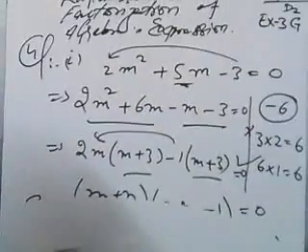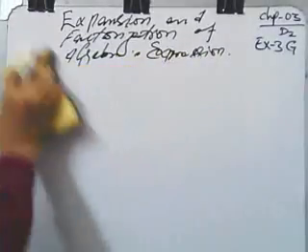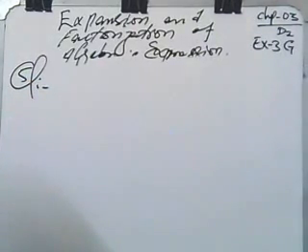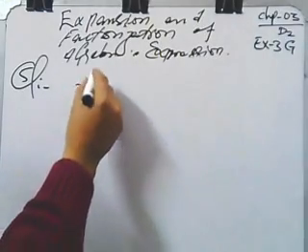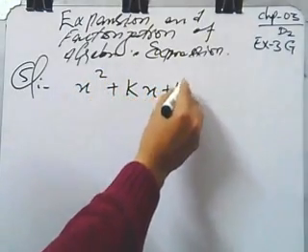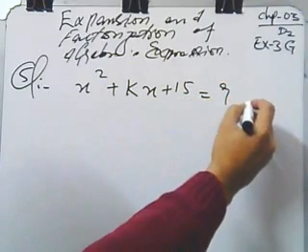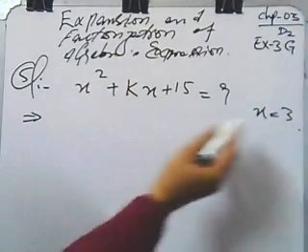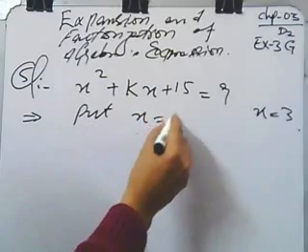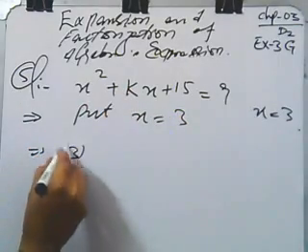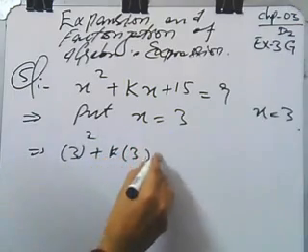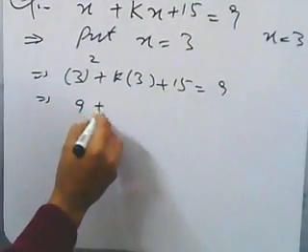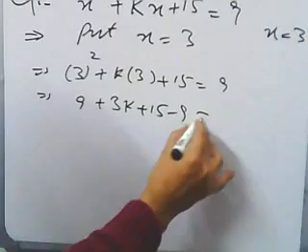Now coming to question number 5. In question number 5, if x is equal to 3 is the solution of the equation x square plus kx plus 15 is equal to 9. So we have to put x is equal to 3 in the above equation. You will get 3 square plus k times 3 plus 15 is equal to 9. It is 3 times 3 is 9, plus 3k plus 15 minus 9 is equal to 0.